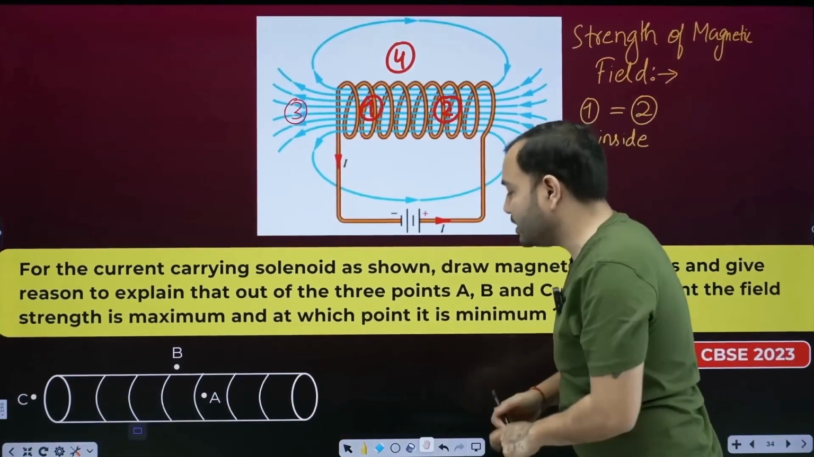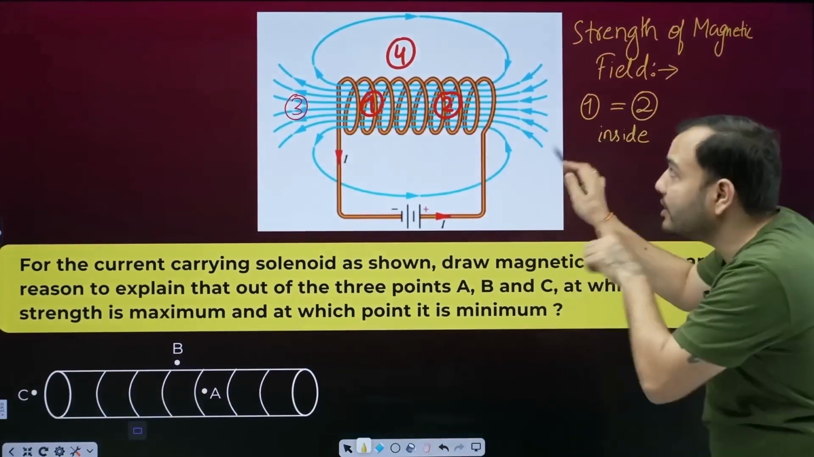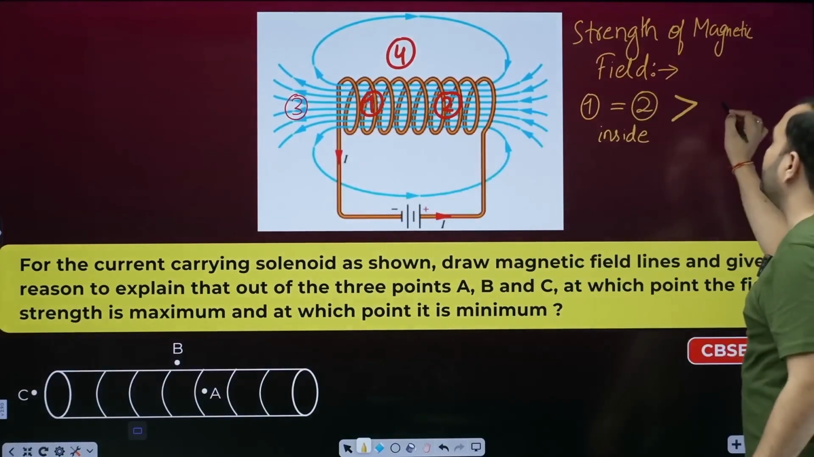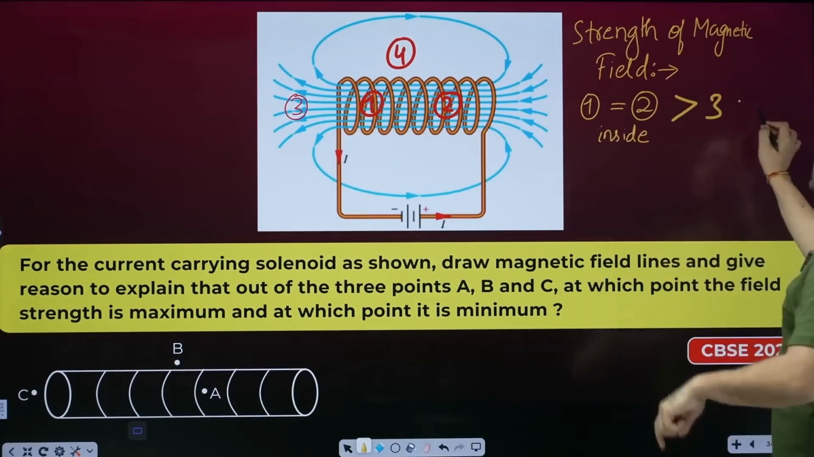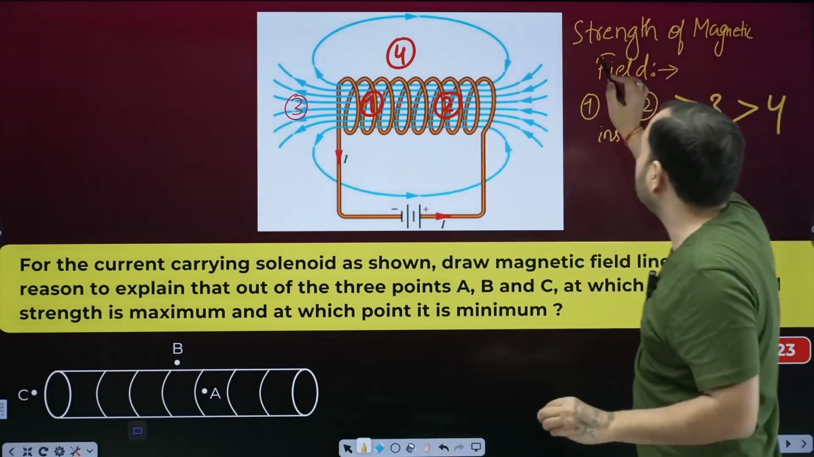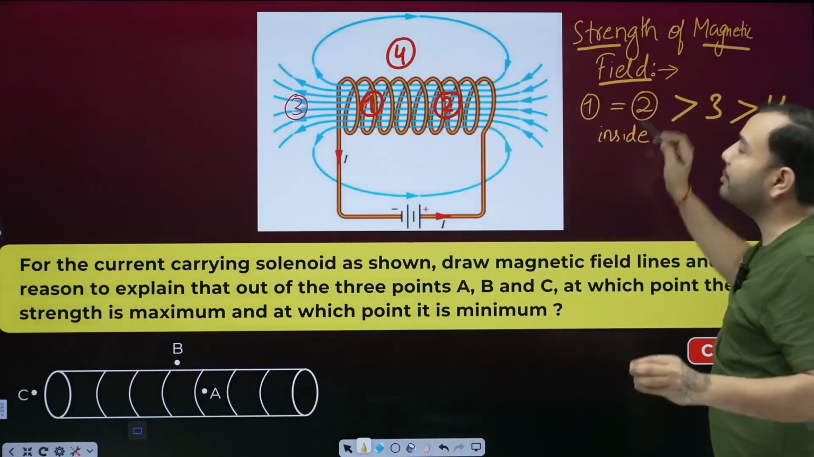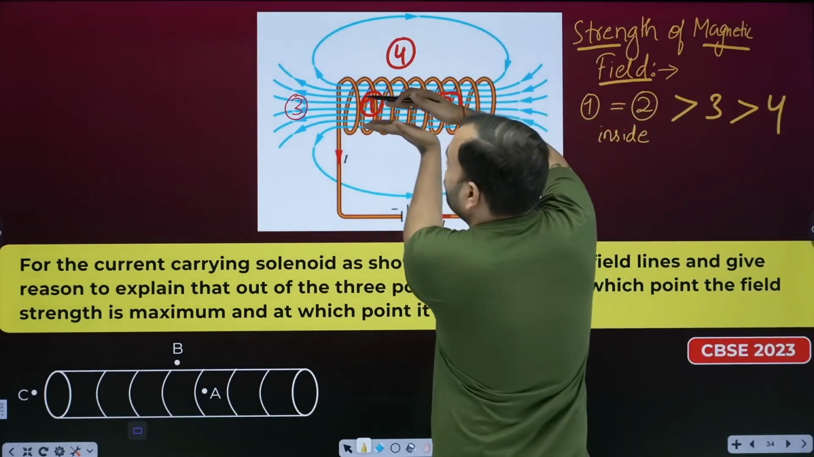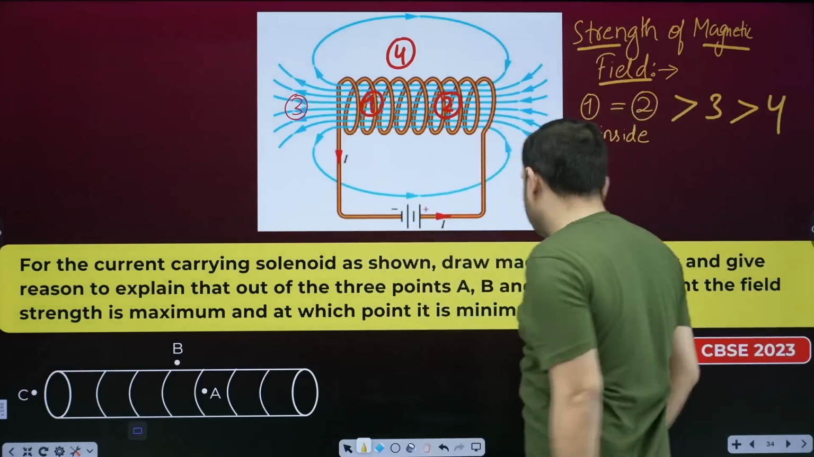On 1 and 2 it would be most and equal because they are inside. Going to 3, what happened? Field lines got further, so on 3 it would be lesser than that. And on 4 it would be least because field lines are not even visible. It is very simple. Whenever they ask you the strength of the magnetic field, what do you look at? How close the field lines are. Here it is closest, strongest. Here it becomes far, here very far.